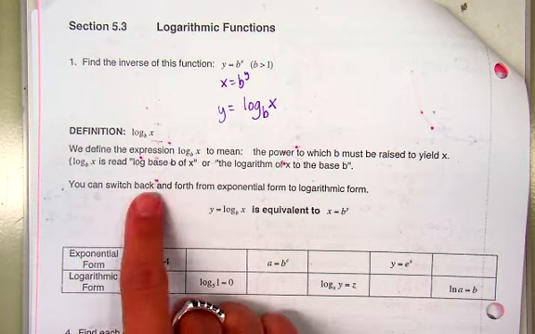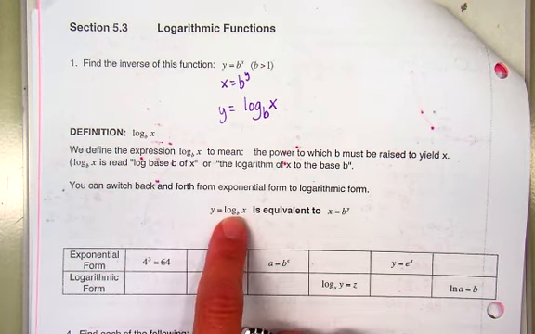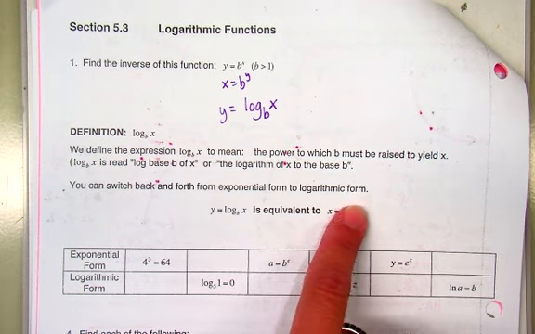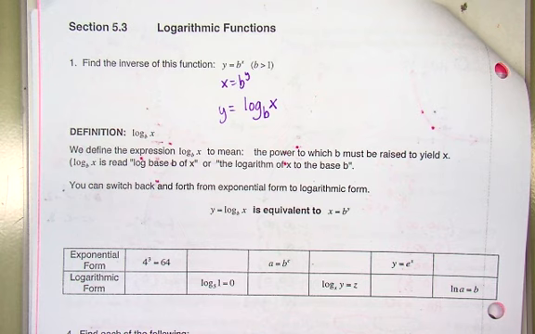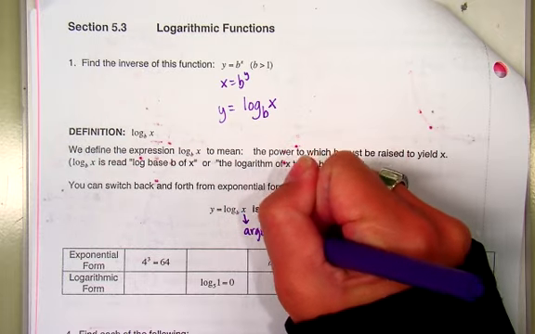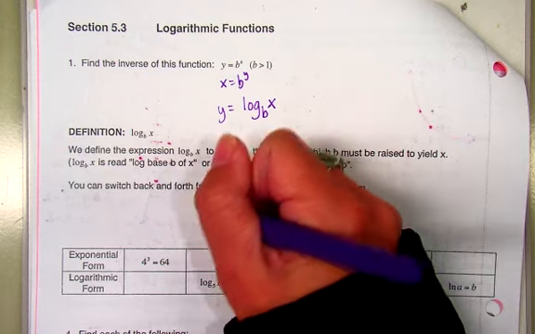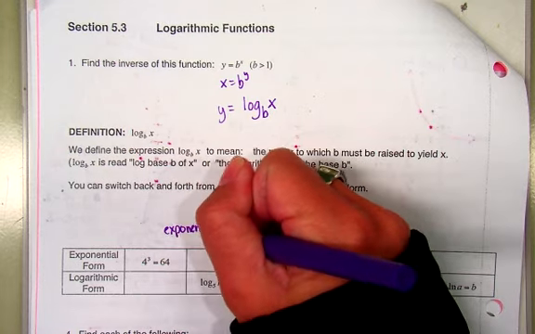You can switch back and forth from exponential form to logarithmic form. So y equals log base b of x is the same thing as saying x is equal to b to the y power. So the y comes around and becomes your exponent, the b is now your base, and the x is what we call the argument. So I'll write those here. X is the argument, b is the base, and y is the exponent, or the power.